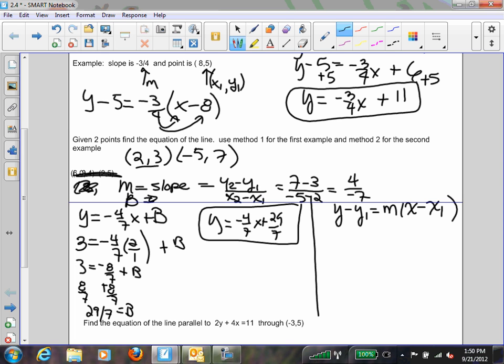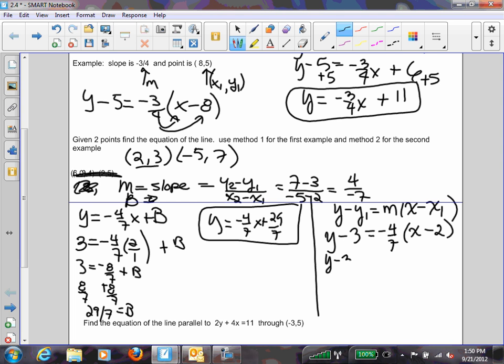We know what our slope is. We already found it, didn't we? And do we have a y1 and an x1? We're going to use the same point, but it doesn't really matter. We'll say y minus what? Equals negative 4/7 times x minus 2. And so we get y minus 3 is equal to negative 4/7 x.